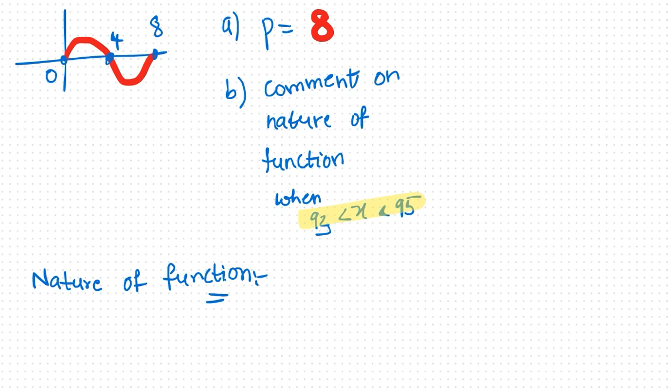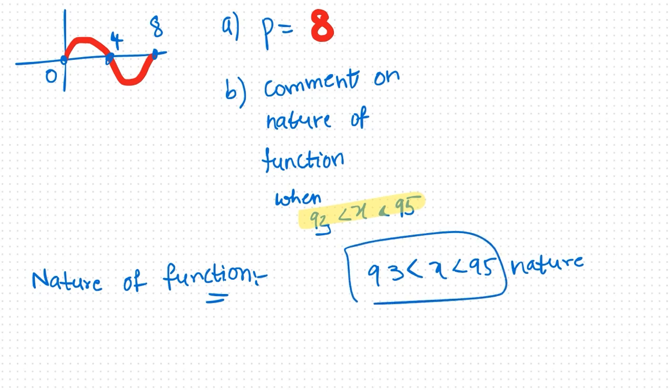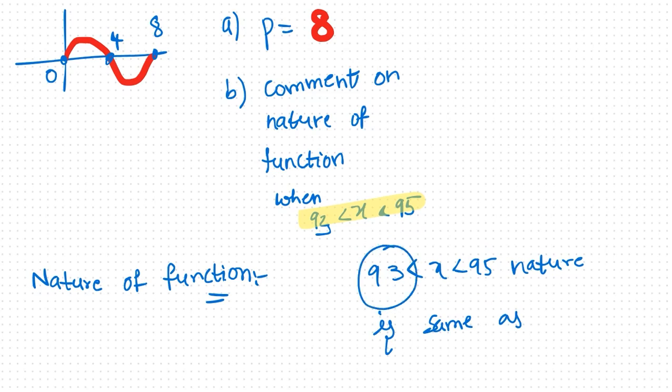Okay. So basically the interval is given 93 to 95. If you subtract the period from this interval, it behaves the same. So 93 to 95, the nature at this interval is the same as, what is the closest here? Closest multiple of 8.